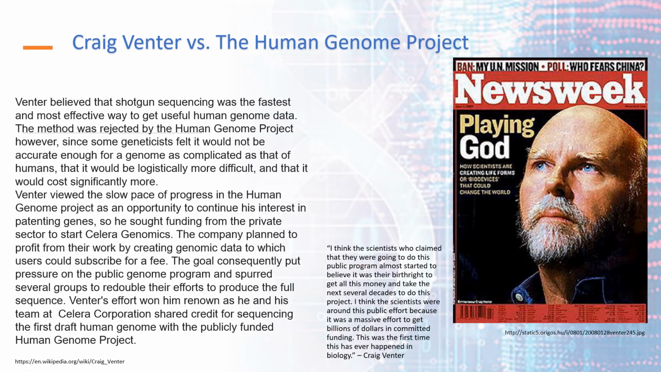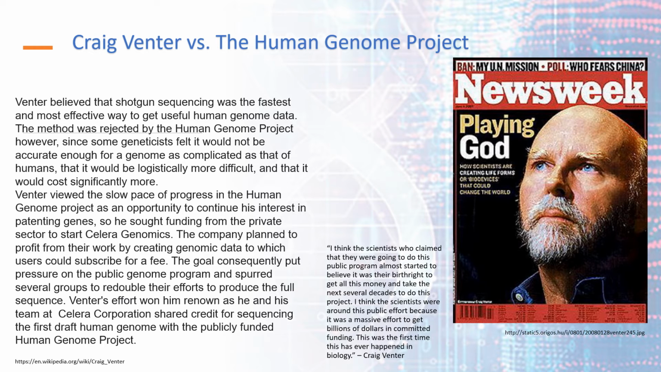Well, the pace wasn't moving quick enough for Venter. He believed that shotgun sequencing was the fastest and most effective way to get useful human genome data. The method was rejected by the Human Genome Project, however, since some geneticists felt it would not be accurate enough for the genome, as complicated as a human's, and it would be logistically more difficult and that it would cost significantly more. Venter had opposing views, though.